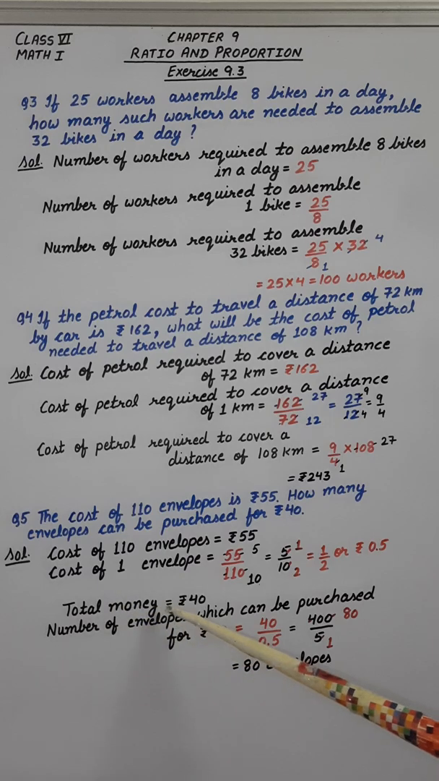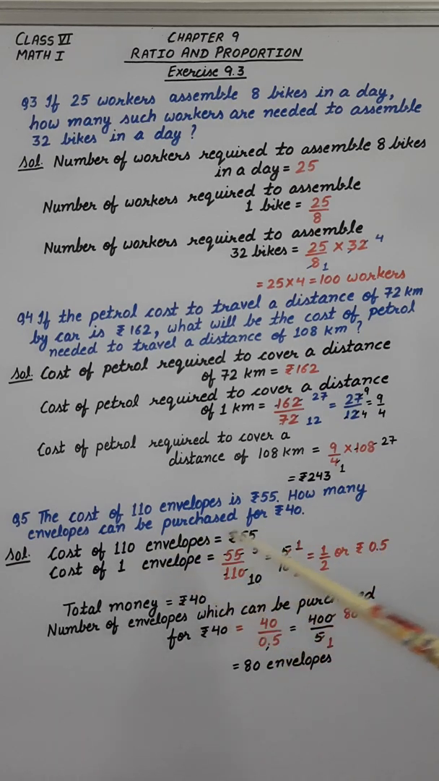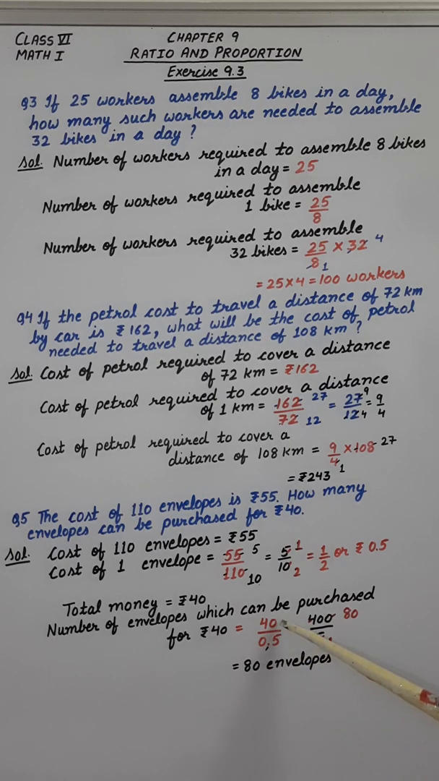Now the total money is given as rupees 40. Now how many envelopes can we purchase from this? For that, again we have to do division. So total money divided by cost of one envelope. That means 40 upon 0.5. Removing this decimal, a 0 will come here, so it is 400 upon 5. On reducing these numbers, the answer is 80. So a total of 80 envelopes we can purchase from rupees 40.